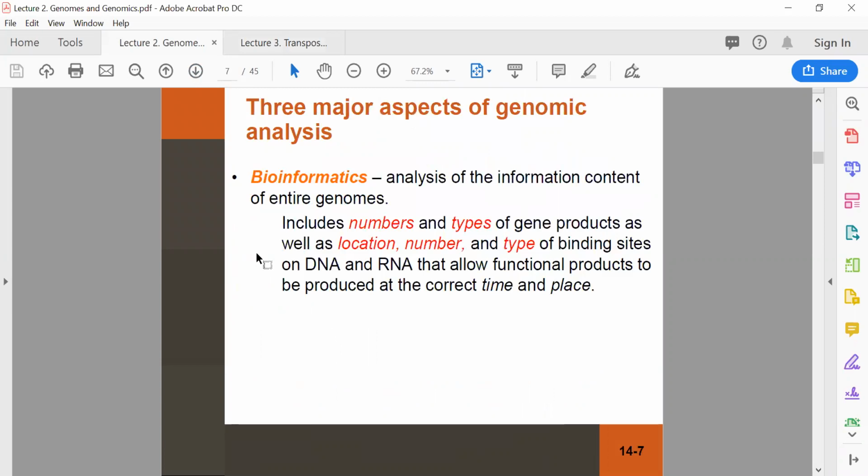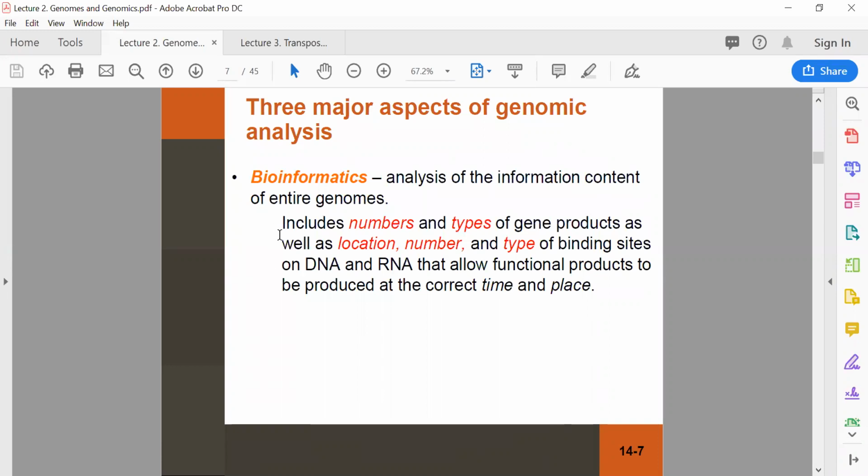All right, so in this lecture, we're going to focus on 3 major aspects of genomic analysis. First one is bioinformatics, number 2, comparative genomics, and number 3, functional genomics. So bioinformatics, shown here, involves the analysis of the information content of the entire genome. Bioinformatics is normally carried out by individuals that are very good with their computing skills. They spend a lot of time on the computer, using computer programs, normally really high power computers.